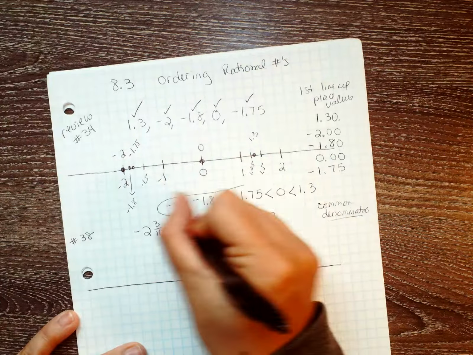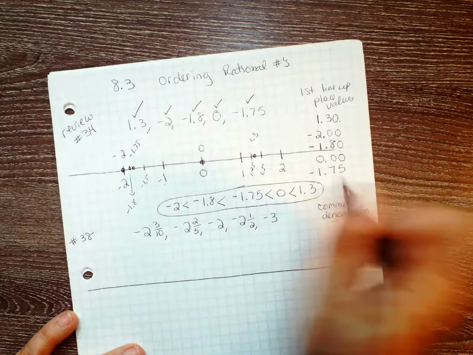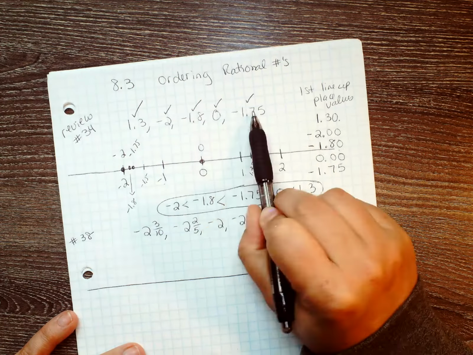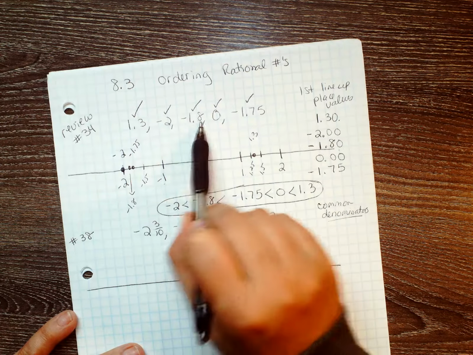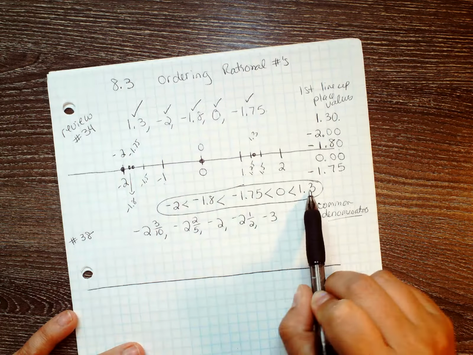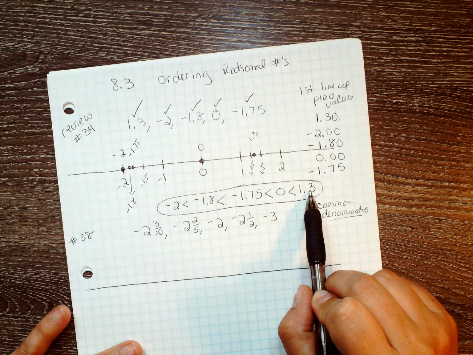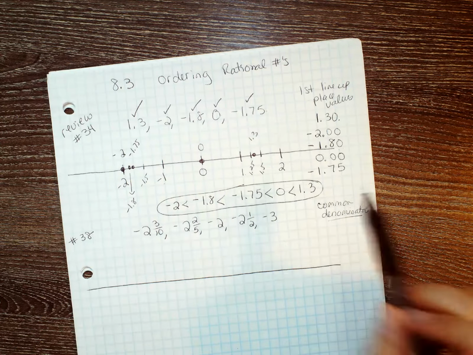I'm going to circle it, but always check your work. You need to make sure you have 5 rational numbers in your answer. Okay, that gives you a little checkup to make sure you didn't forget any.